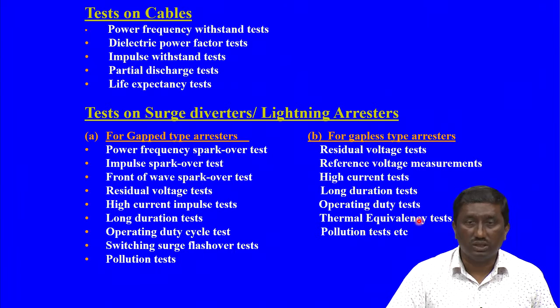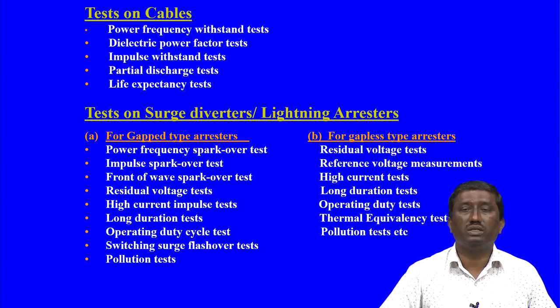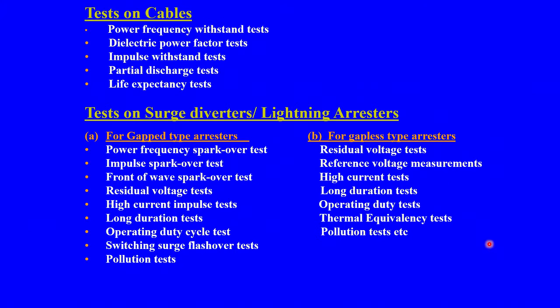The thermal equivalency is one thing which is not available here. The thermal equivalency is done for the gapless arrestor because there are no gaps between the resistive elements. So there will be a continuous flow of leakage current in the field. It will be in terms of microamps, but the temperature could increase over a period of time.